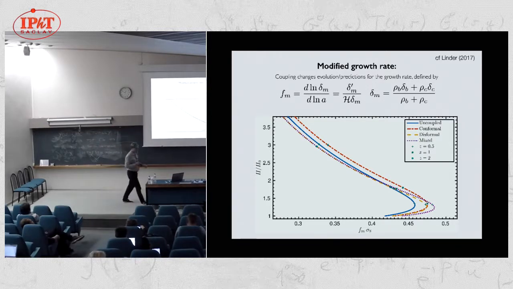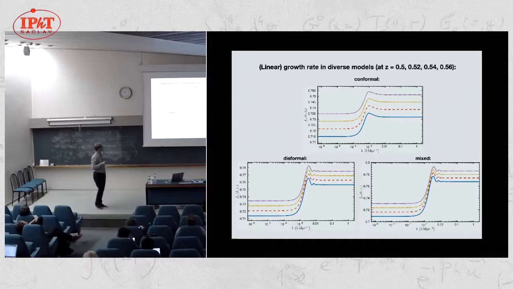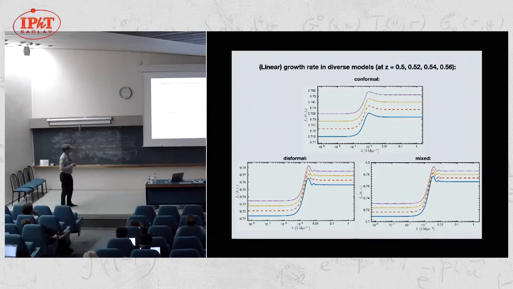Now, talking about the growth rate, what I plot here is the growth rate defined as delta prime over delta as a function of k for different redshifts. So this is at redshift 0.5, 0.52, 0.54, 0.56. In the conformal case, it was well known that it goes up and has a bit of a peak and then it flattens out. This plot is well known, okay? But let's take a look at the disformal case and the mixed case.